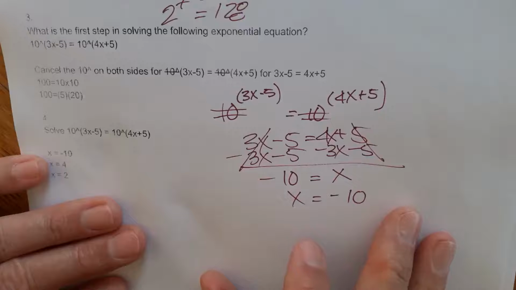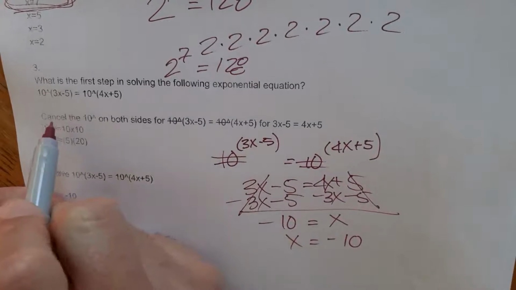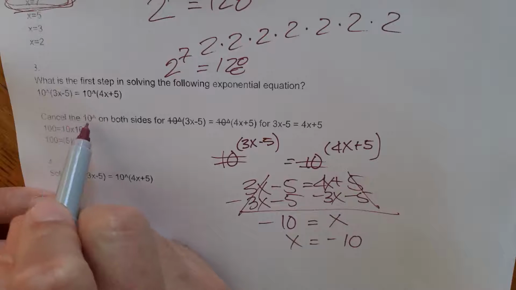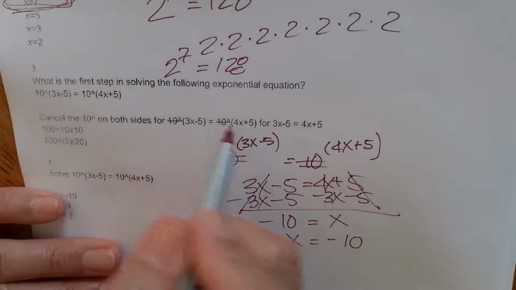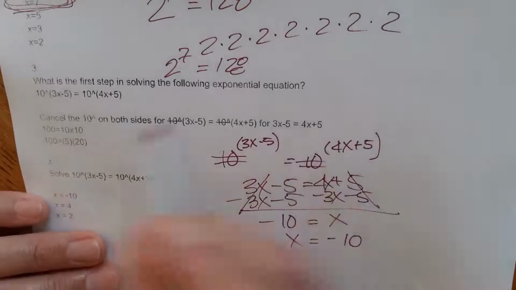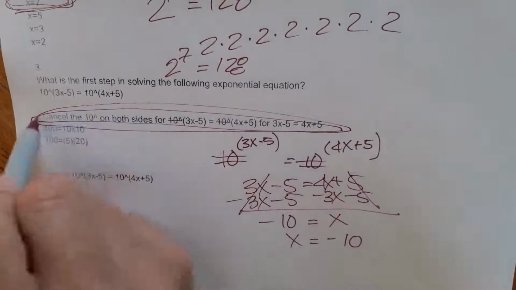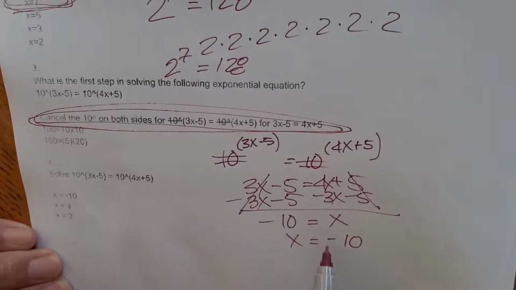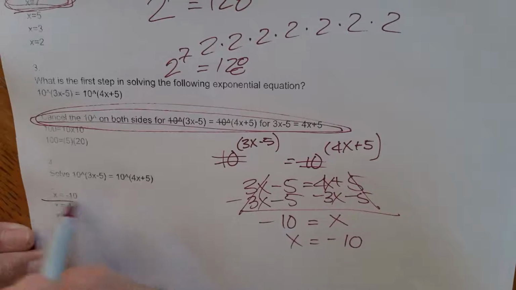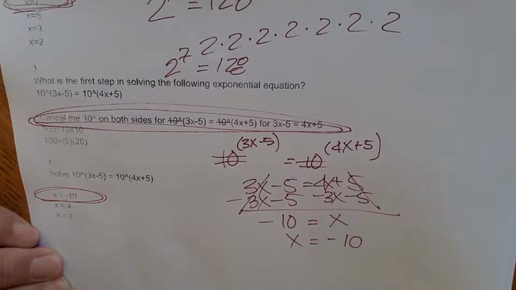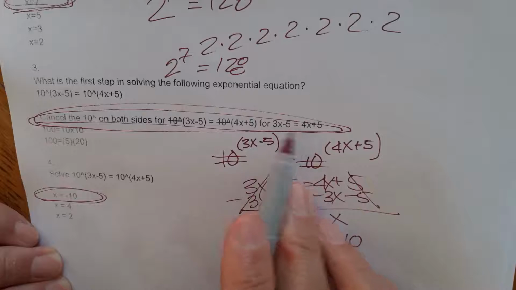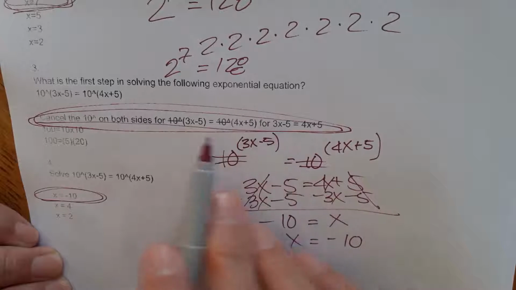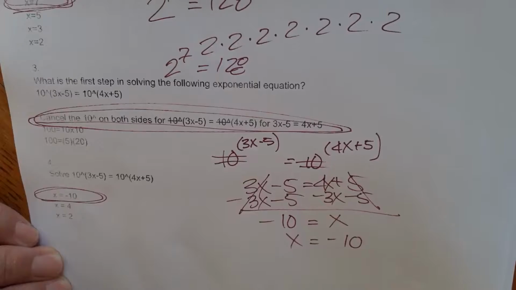So, oh, actually, they just wanted to know what to do. Look, they're taking us in baby steps. Cancel the 10 power on both sides. Cancel those out for 3x minus 5 equals 4x plus 5. So this is the correct answer to this one, because they're just asking for what's that first step. Now they're asking us to solve this, which is what we did here, and get x equals negative 10. So they're taking us through in baby steps and just getting us to practice the idea that if we have a base on both sides that's identical, we can cancel those bases and the powers come down and can be solved directly. All right.